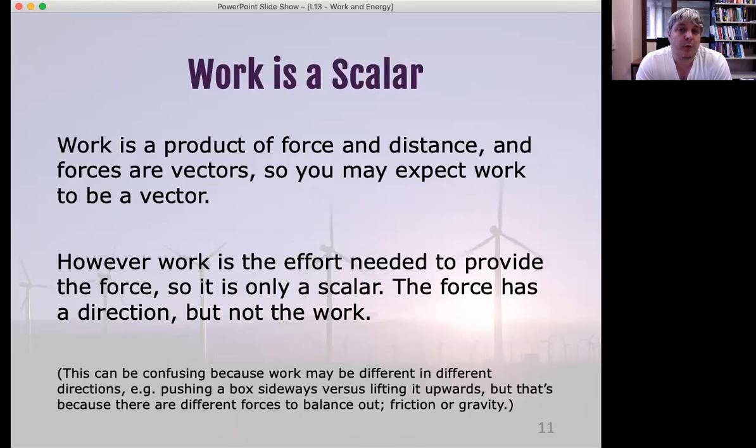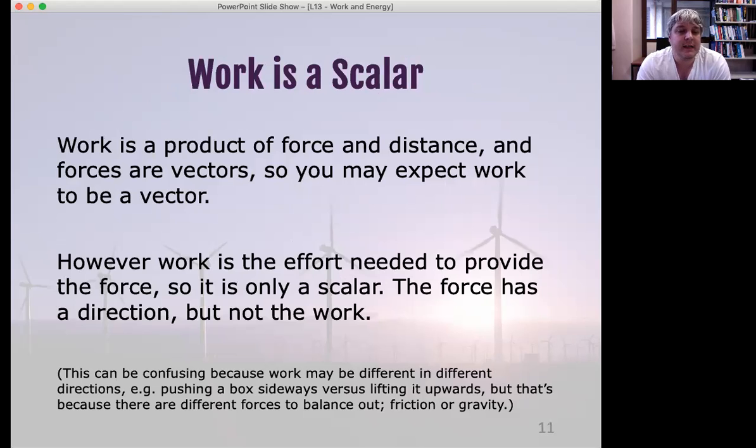Work is a product of force and distance. Forces are vectors, so you may expect work to be a vector. However, work is the effort needed to provide that force across that distance. So force has a direction, but the work actually doesn't. The way we define work is that it's a scalar.